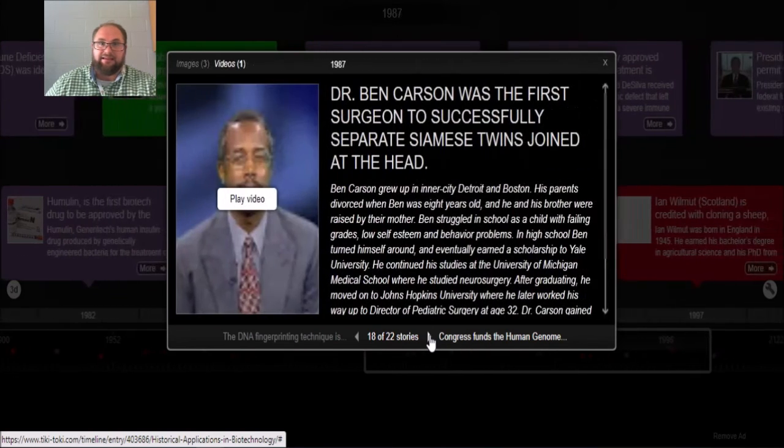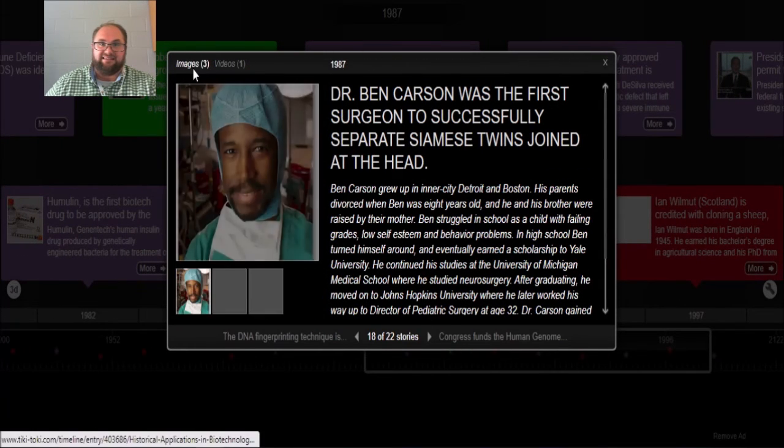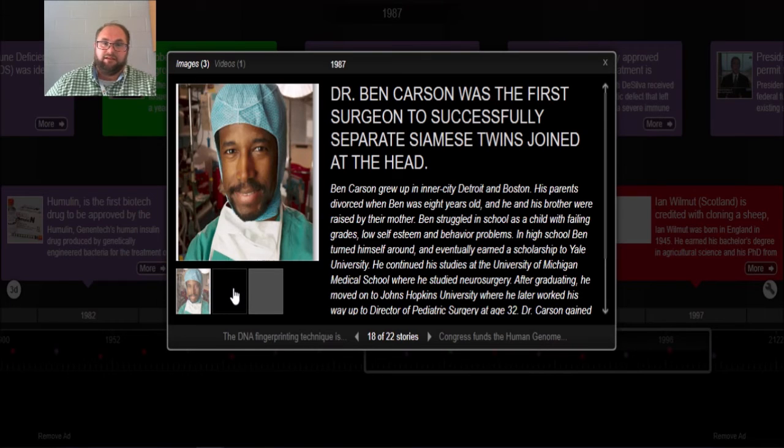Taking it into 1987. So, back in 1987, Dr. Ben Carson was the first surgeon to successfully separate Siamese twins who were joined at the head. Dr. Carson was a surgical genius, and he focused on pediatric neurosurgery. That's a fancy way of basically calling him a brain surgeon for, well, babies and toddlers.